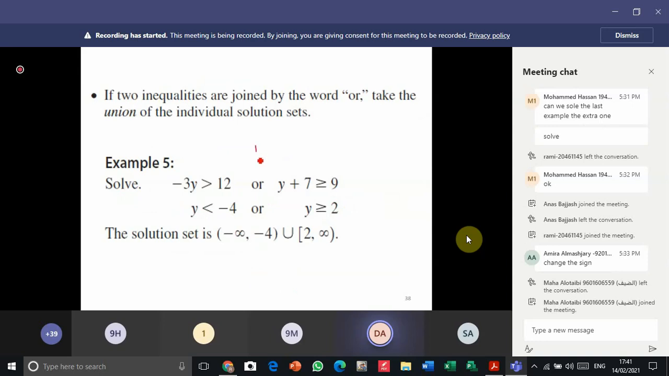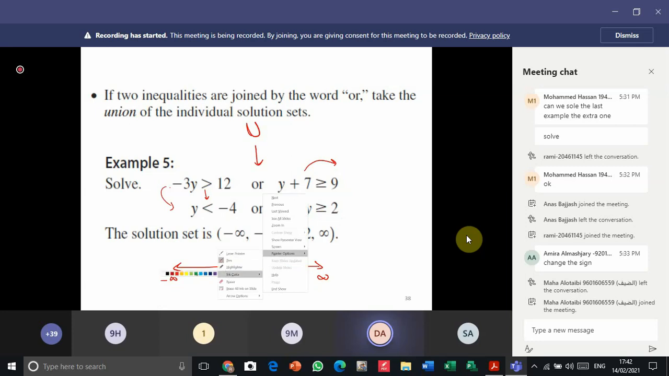Now we have OR. This means union. The first equation, divide by 3, negative 3. Look at this negative, so change the sign of inequality. So we have 12 over negative 3, negative 4. And move the 7 here. We have 9 minus 7 equal 2. So y greater than 2. Look at this. Minus infinity to infinity.